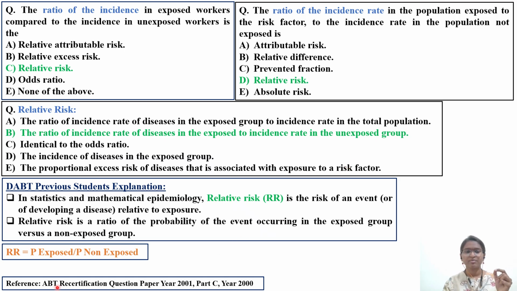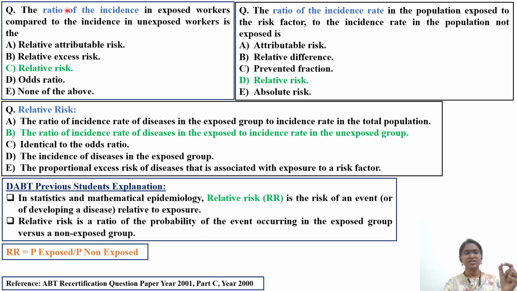These questions are taken from ABT, American Board of Toxicology, recertification question papers, year 2001, part C, as well as year 2000. These questions are old type of questions. This type of format will no longer come in the exam, but the concepts are still part of the DABT syllabus. So we'll be discussing the concepts related to risk assessment, because around 30 plus marks with respect to risk assessment you will have in the exam. So let's see what the questions are.